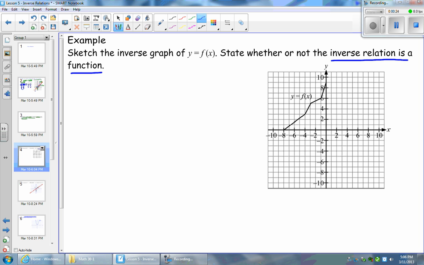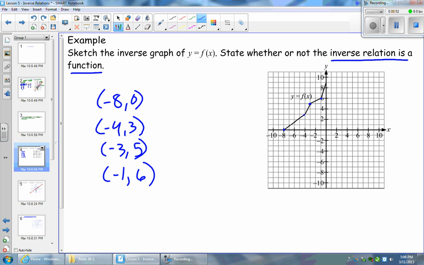Okay, so the first thing you want to do is pick a few points on the original function to help you sketch the inverse relation. So we have a few points. We have a point at negative 8 comma 0, which is right there. We also have a point at negative 4 comma 3. Okay, and a point right here at negative 3 comma 5. So if I keep going here, I have a point at negative 1 comma 6. And I'm going to pick one last point, which is the endpoint of this given function, so right at 0 comma 9.